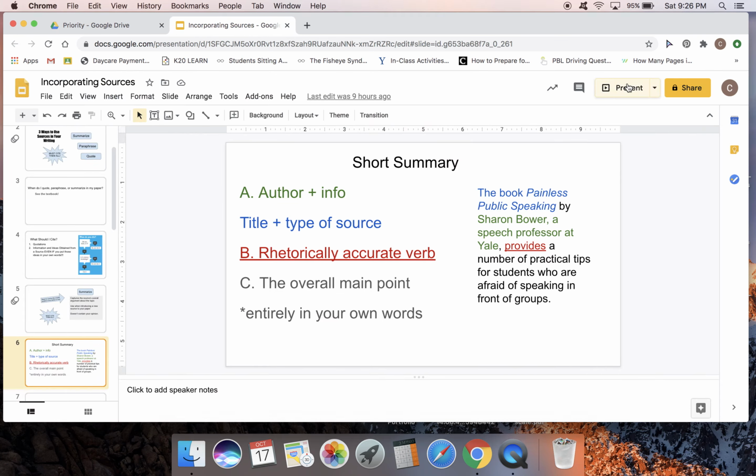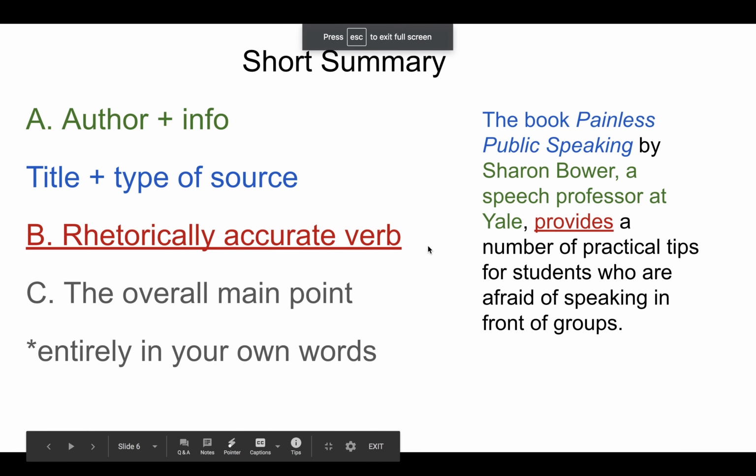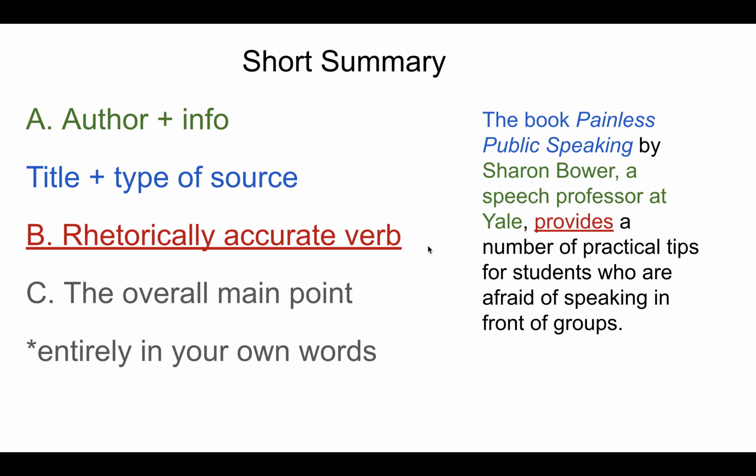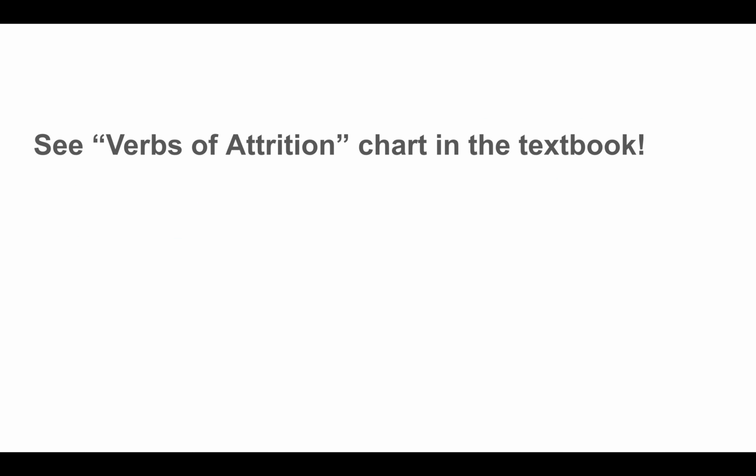So please do use the textbook to help you choose that rhetorically accurate verb, as they give you some tips on how to do that. And then of course you want to capture the overall point the source is making. Now it's possible that you may need to write a longer summary. So depending on how you're using the source, how much of the source you're using, how heavily you're relying on the source, or the type of assignment, you may need to use a longer summary, which you will need to do for the paper that's coming up.